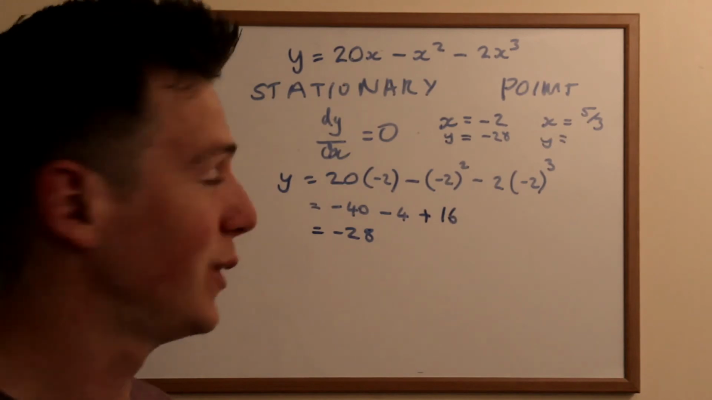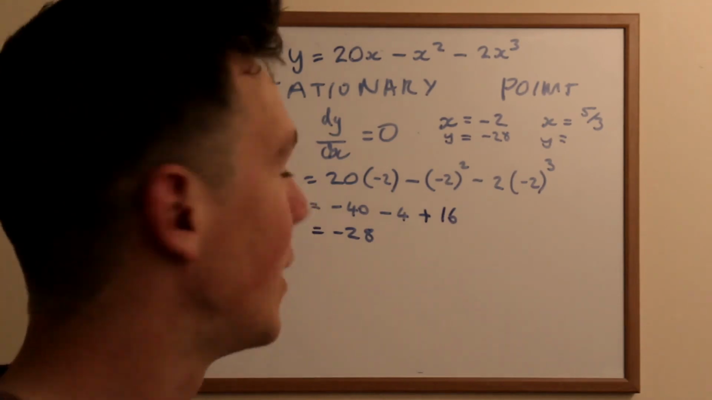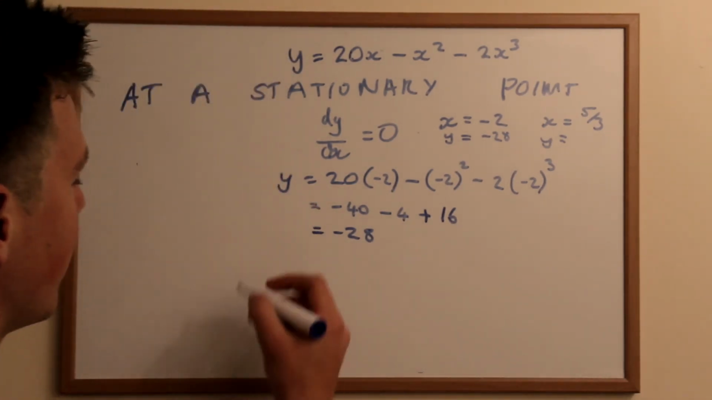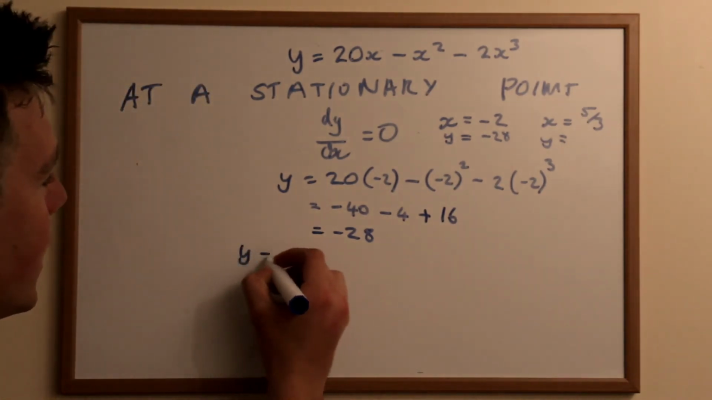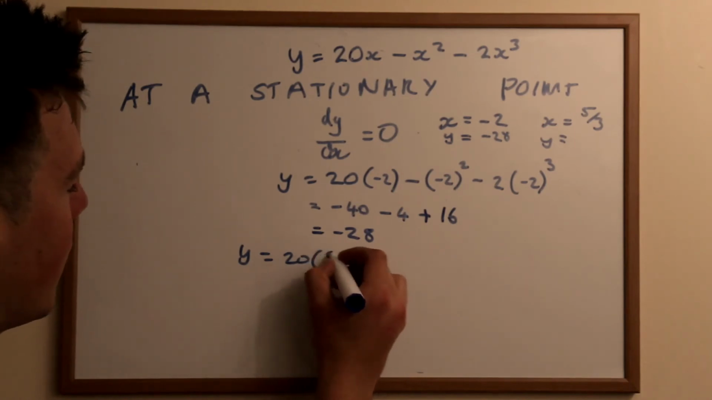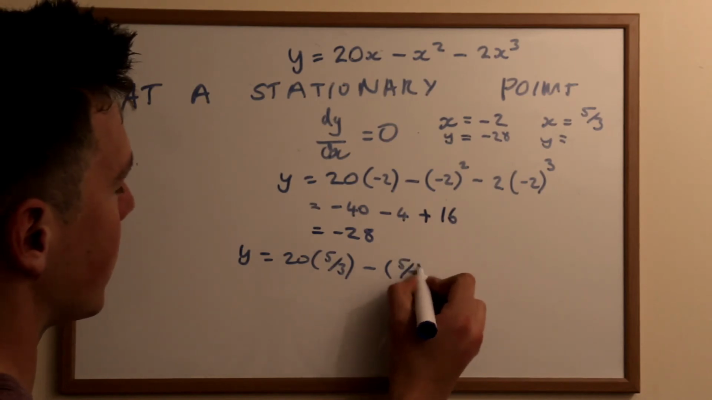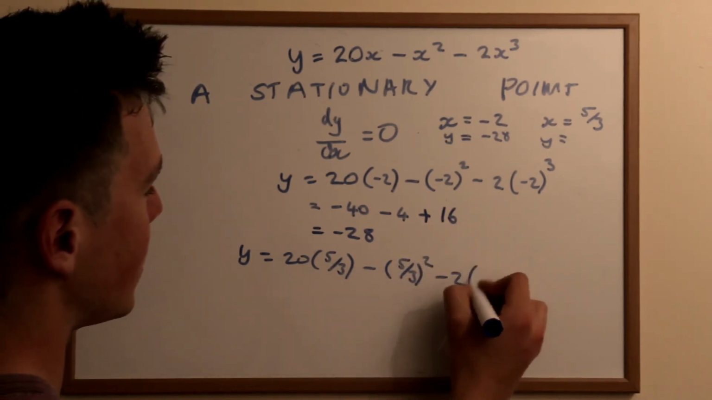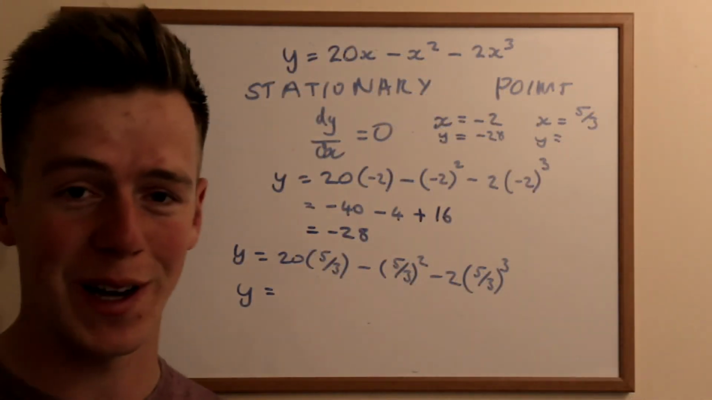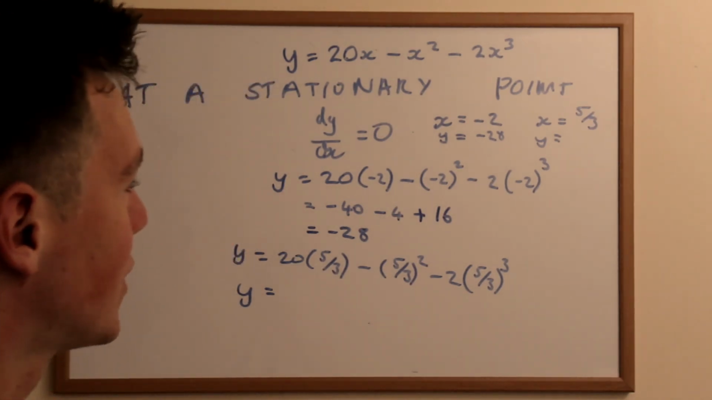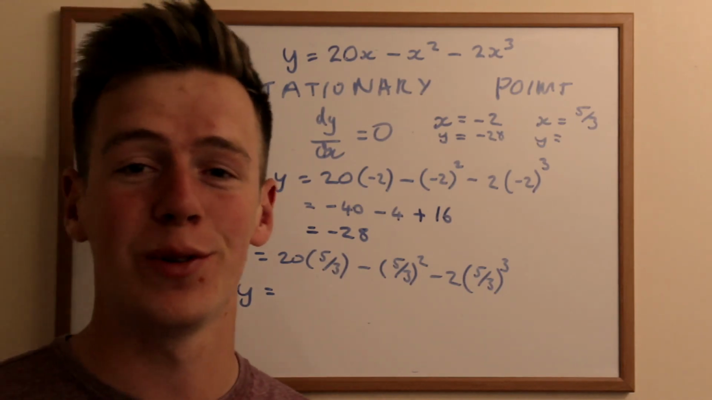Now, for the other y value, we would probably use a calculator since we have 5 over 3. So in this, we do the same method. Y equals 20 lots of 5 over 3 minus 5 over 3 squared minus 2 lots of 5 over 3 cubed. Obviously go on to work out what the other y value would be. So that's it, guys. That's how you work out the coordinates of the stationary points of a curve.